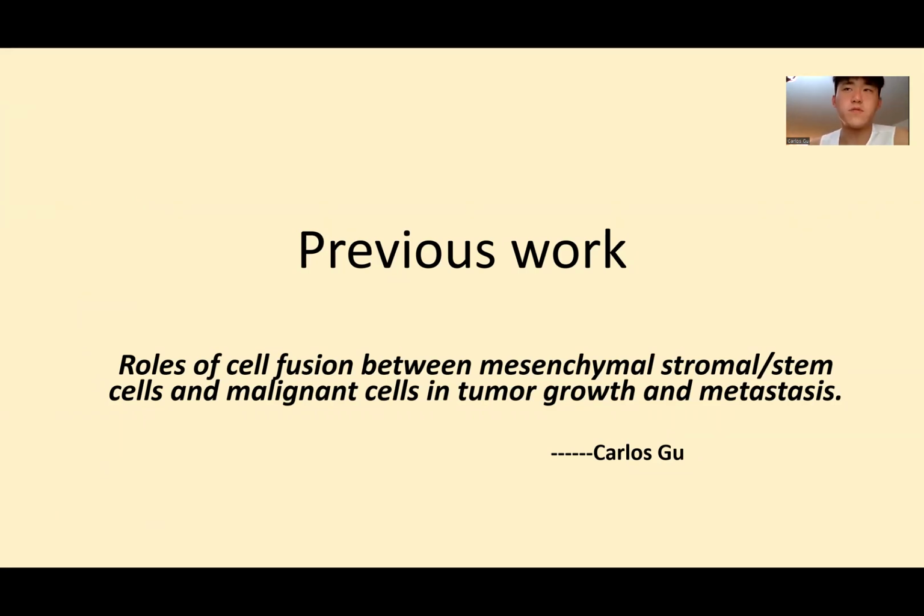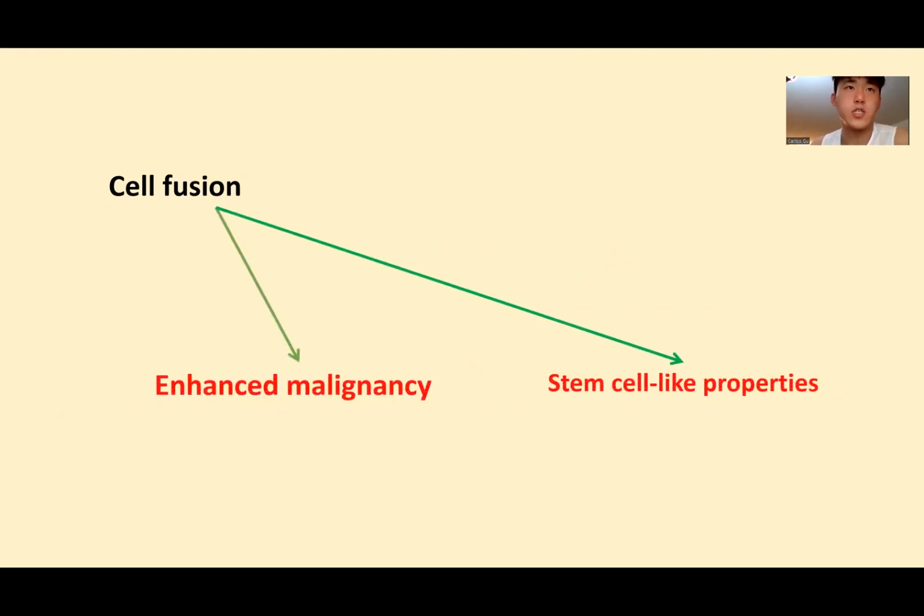It is about the roles of cell fusion between mesenchymal stromal stem cells and malignant cells in tumor growth and metastasis. This is actually my honors project from when I was an undergraduate. I'm going to give a really brief introduction about cell fusion, which is the background of the whole project. It has the potential to enhance malignancy and also give normal cells stem cell-like properties.